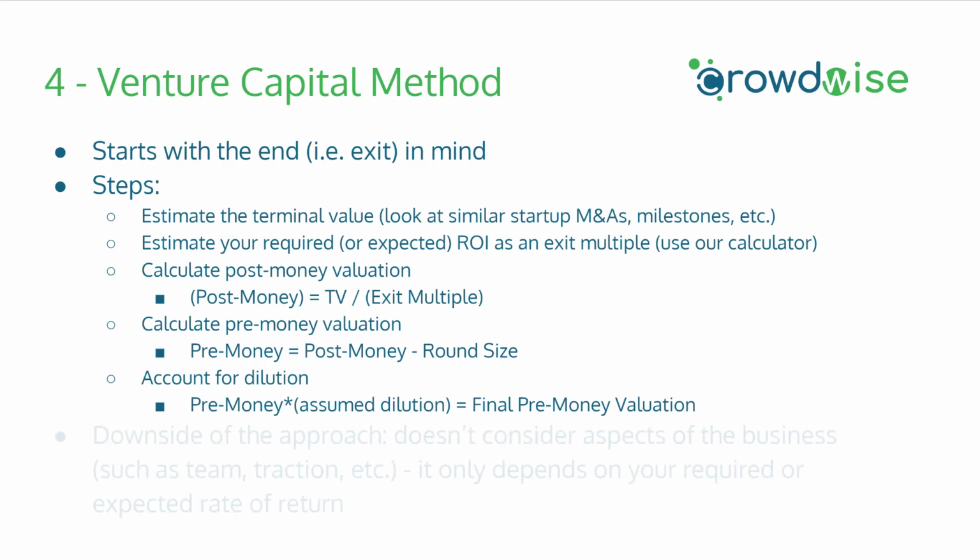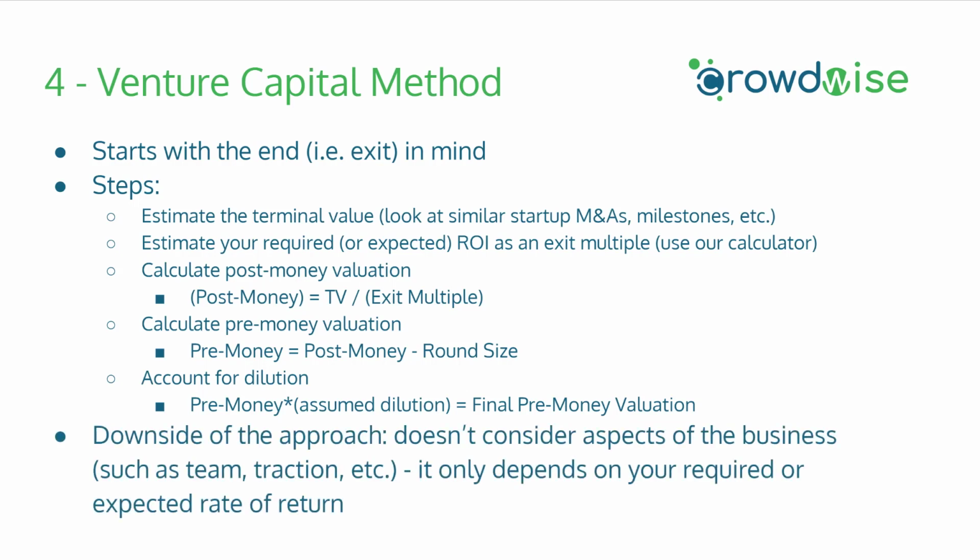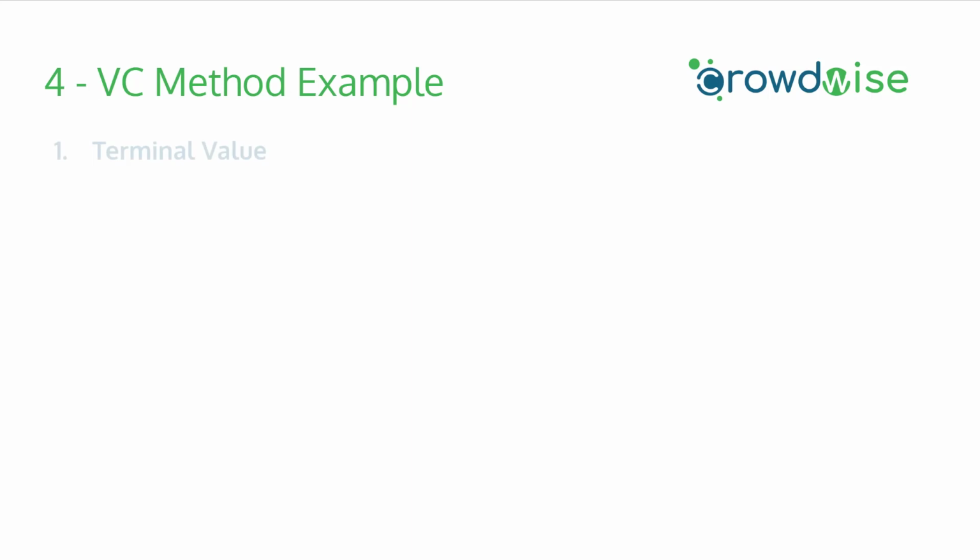Downside of this approach is that it doesn't consider aspects of the business, such as team, traction, etc. It's really only looking at your required or expected rate of return and an assumed terminal value many years out. Because of this, I don't often like using this method, but some angels do prefer to use it. But again, that's a matter of preference, so other people do prefer to use it. Let's go through a quick example.